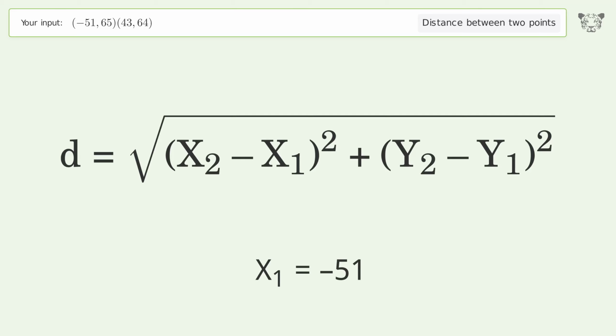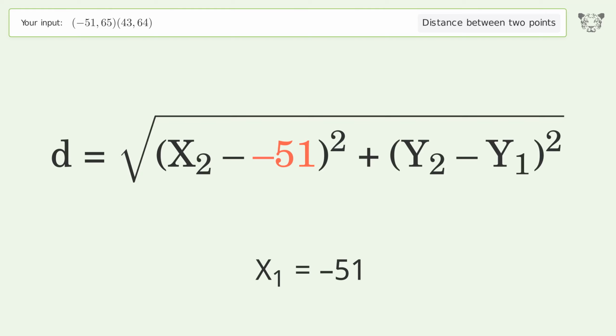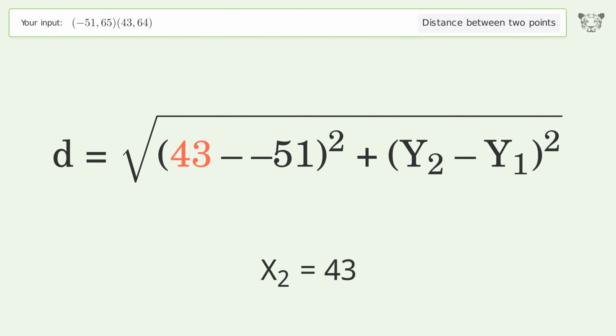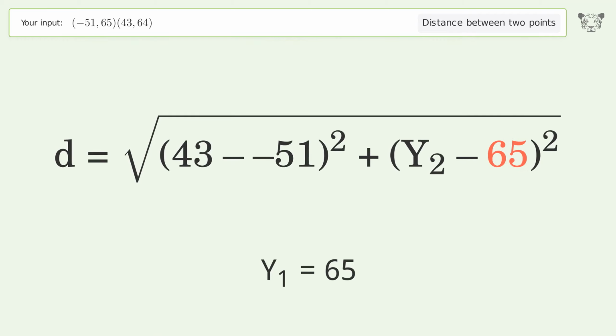x1 equals -51. x2 equals 43. y1 equals 65. y2 equals 64.